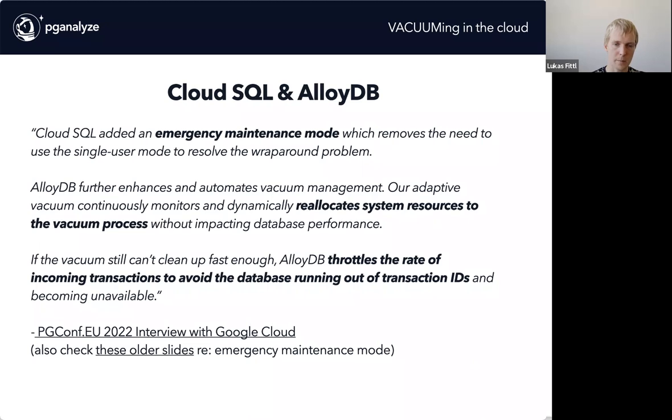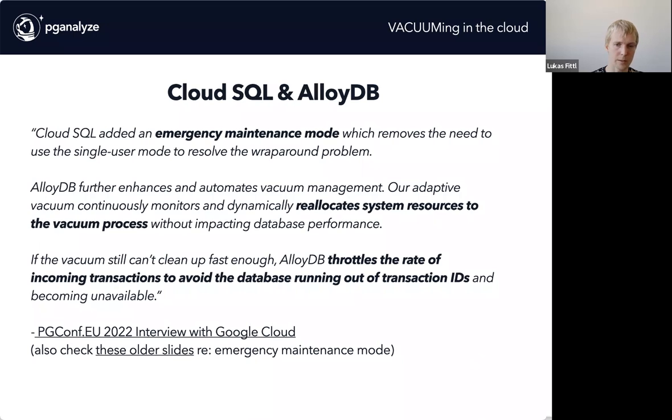Cloud SQL, this is from a pgconf.eu interview a couple of weeks back, has what's called emergency maintenance mode. My understanding is it's essentially a way to do what single user mode does without being in single user mode. It gets you some extra transaction IDs to go into the database and run a manual vacuum. It's something you have to enable with a parameter, and probably something support will tell you when you reach out. The point is it helps you when you're in a pinch, close to things shutting down, to do something like a single user mode vacuum.